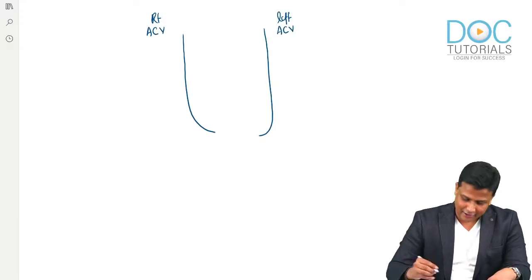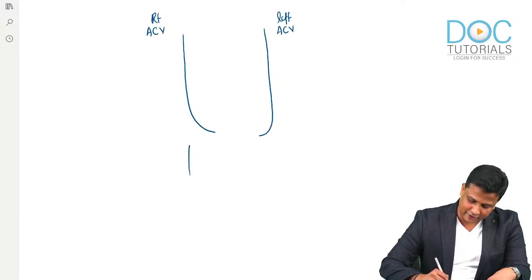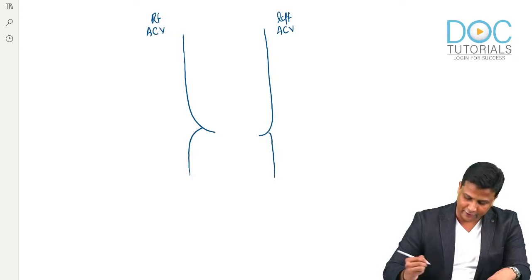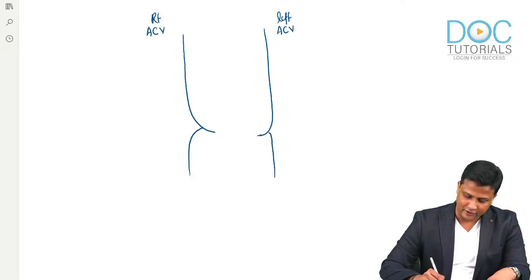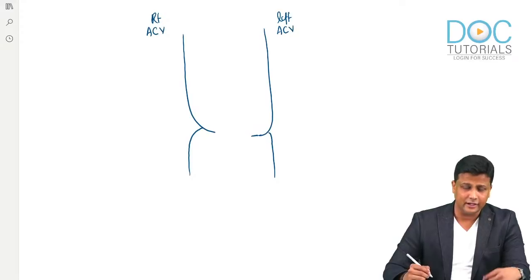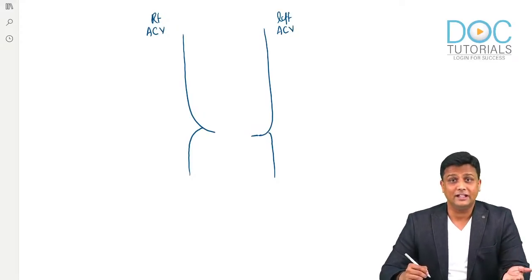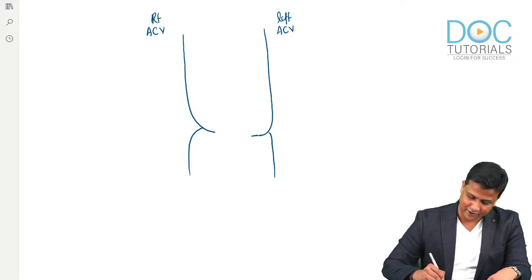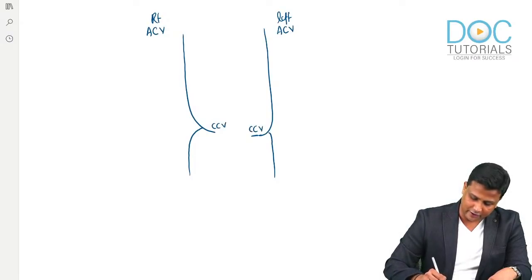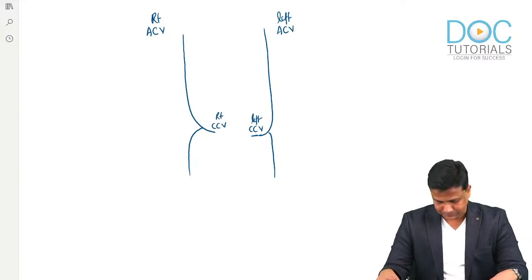Perfect. Now there will be even a posterior cardinal vein here, guys, but I don't want you to get confused about that right now. Okay, why? Because we are going to learn about the posterior cardinal vein when we learn about the development of the inferior vena cava. And these two will combine together to form your common cardinal vein. That is your common cardinal vein, of course on the right side here, and of course on the left side.